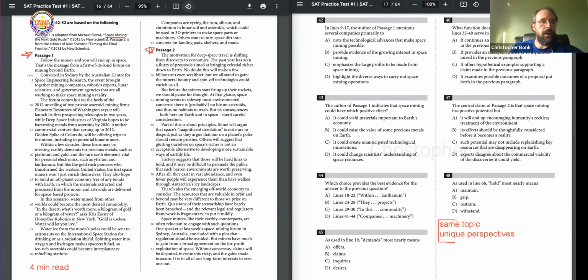Now, what is each author's perspective on that? Are they for it, against it, in the middle? What do we see as their opinion on that topic of space mining? Yes. So, passage one, they are completely in favor of it, right? They are highly in favor. They don't really even address any negatives. It's just all about why it's so great.